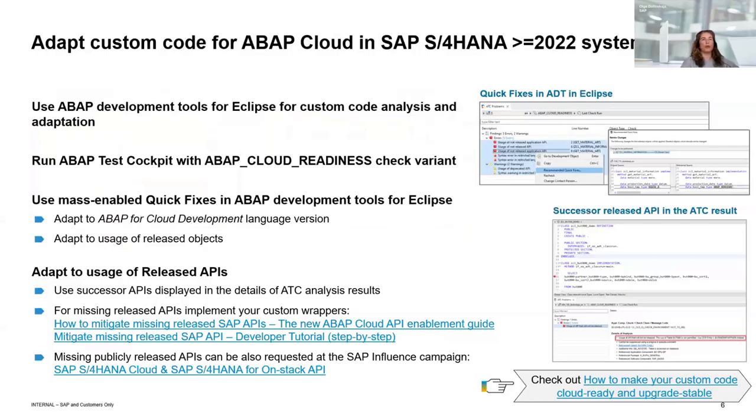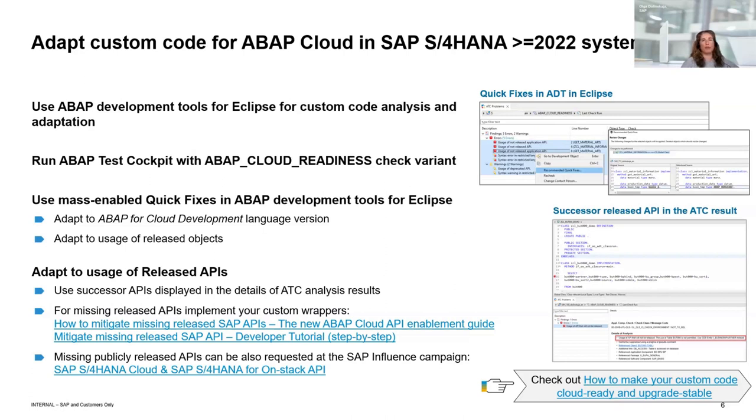Our proposal to go in the direction of ABAP Cloud in S/4HANA 2022 and plus, so also higher release systems, is as follows. You can check your existing code for ABAP Cloud readiness. The tool of choice is ABAP development tools in Eclipse and ABAP Test Cockpit with the ABAP Cloud readiness check variant, which you can run over your code. And then you can adapt your code for ABAP Cloud.